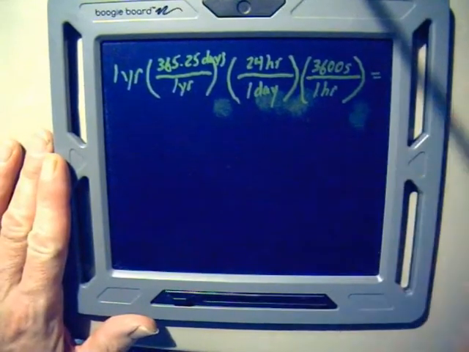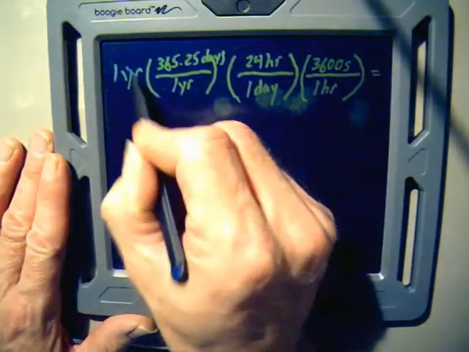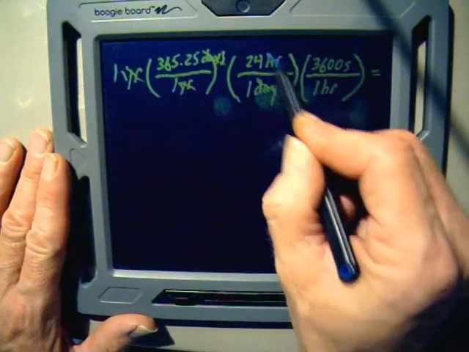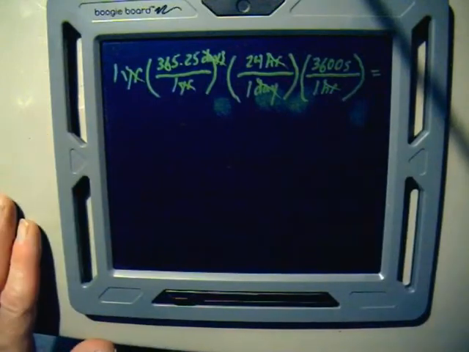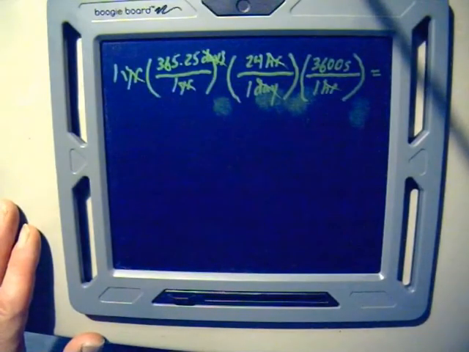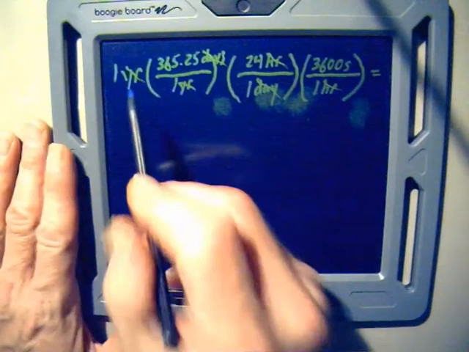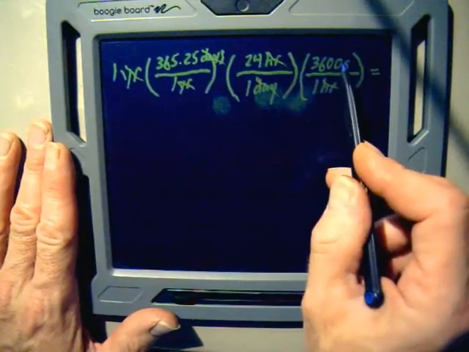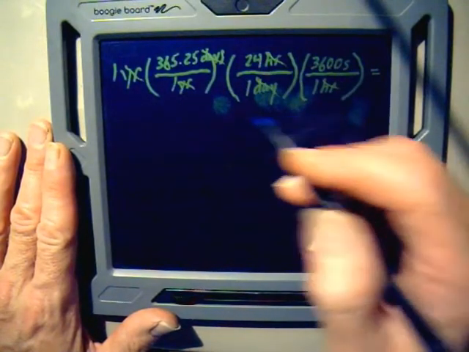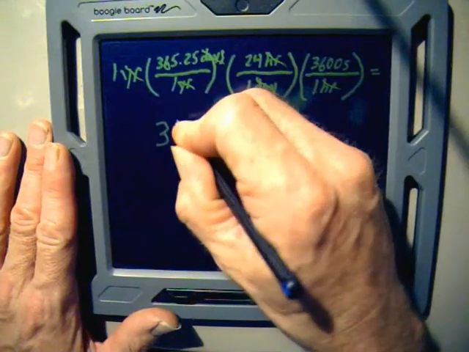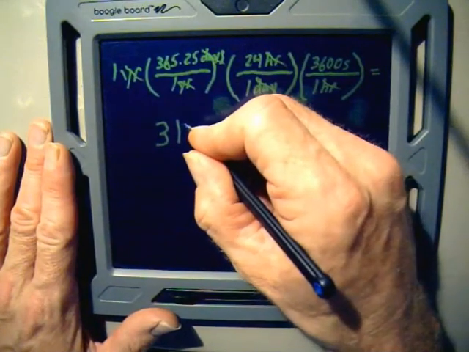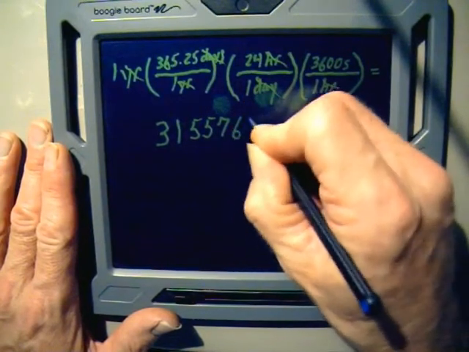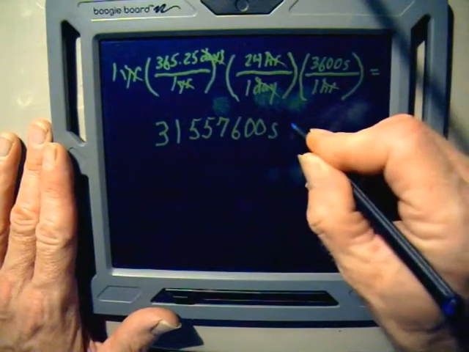Now, let's make sure that all of our units are canceling out. We have years on top, years on the bottom, so they cancel. Days on top, days on the bottom, they cancel. Hours on top, hours on the bottom, they cancel. The only thing that hasn't canceled are the seconds. So when you type this into your calculator, you simply put 1 times 365.25 times 24 times 3,600, hit equals, and we end up with 31,557,600 seconds is equal to 1 year.